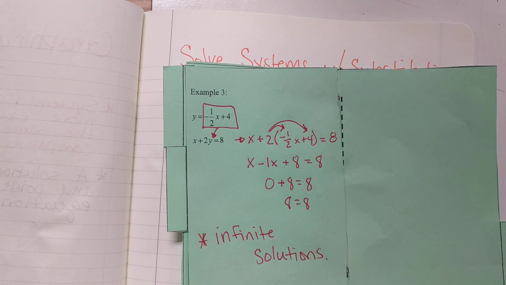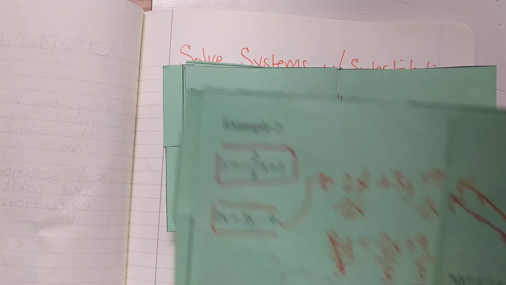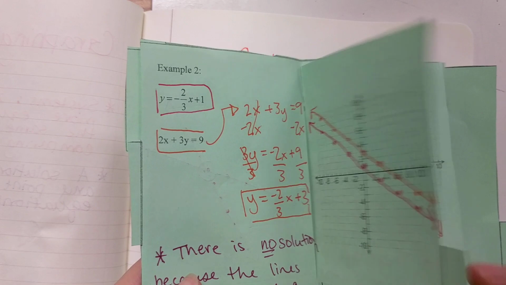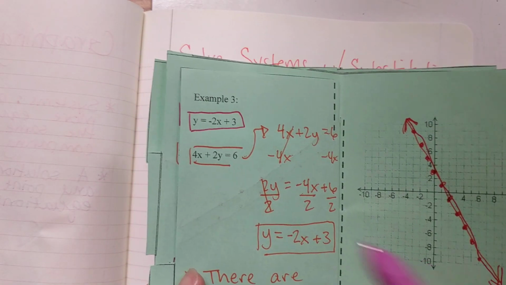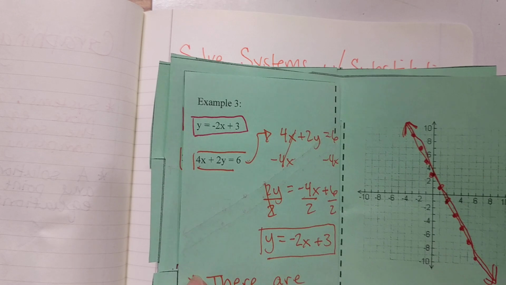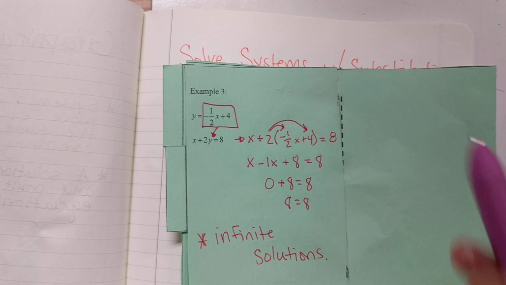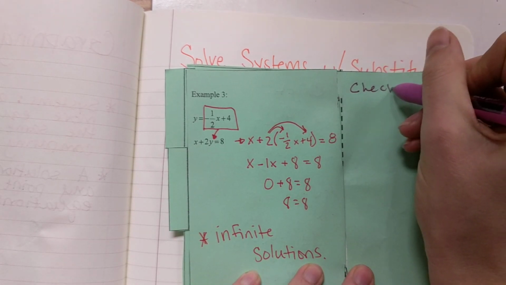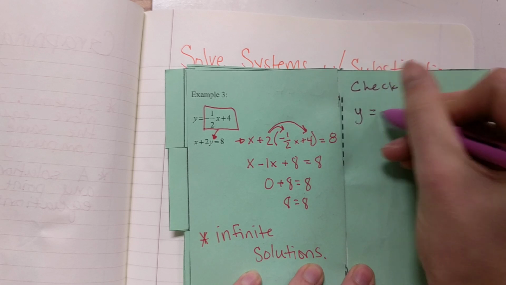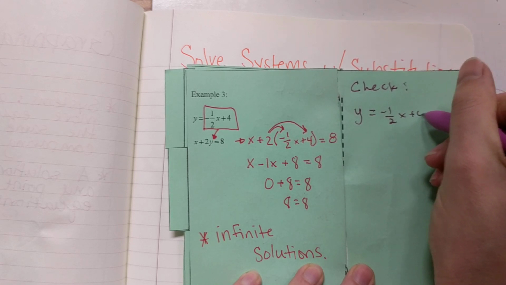We could just guess a random number and plug it in to see if it works, but guessing an actual set of numbers that's going to be on this line is not very likely. So what we're going to do instead, just like with the last one where we checked to see if their slopes were the same, to see if they were parallel, infinite solutions are the same exact equation. They're the same line. So we're going to check to see that these are actually the same line.